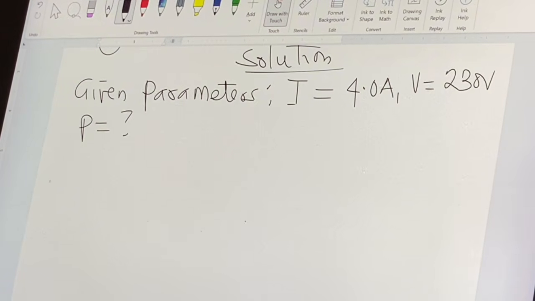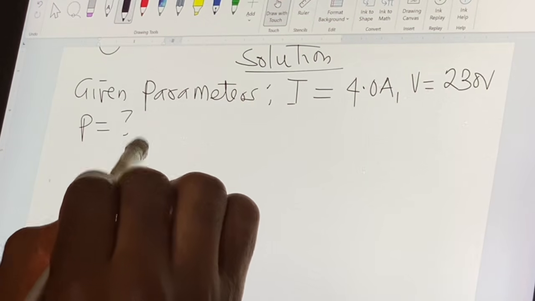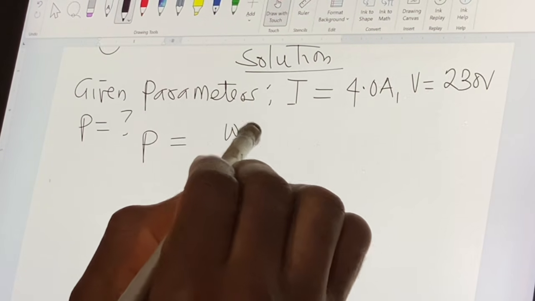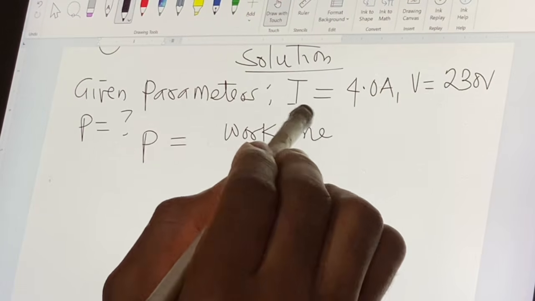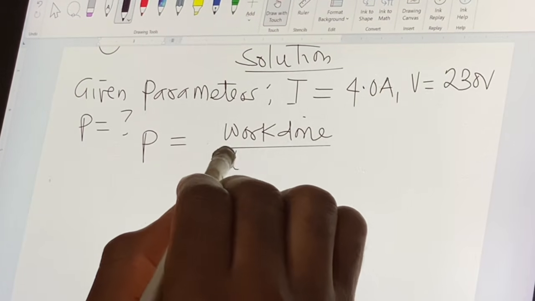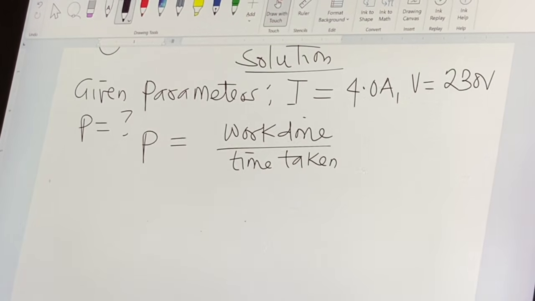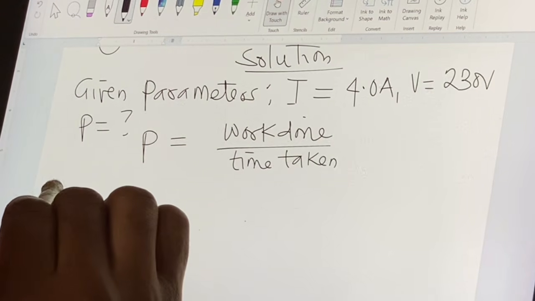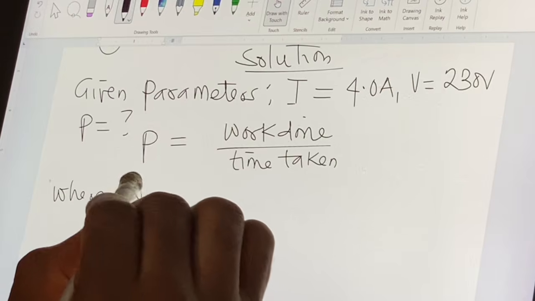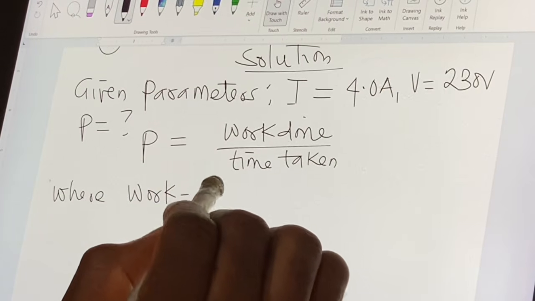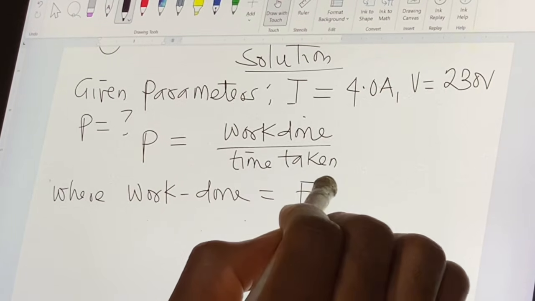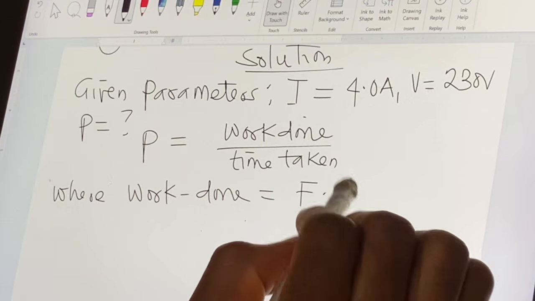Before we calculate power here, let's know the analogy of power in mechanics and electricity. That is the relationship between power in mechanics and also power in electricity. We said that power in mechanics is equal to work done over time taken. Now, from the definition of work done in mechanics, work done is force times distance.